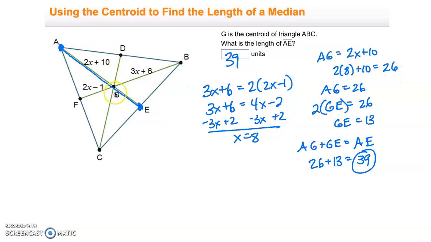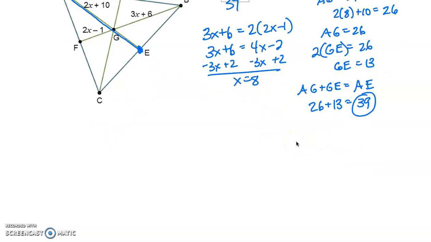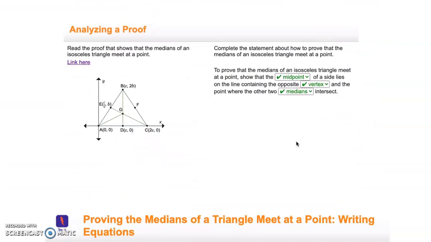Once I know AG, I'm looking for the whole segment. So I still need to find GE, and I know that twice GE is 26. So I just divide 26 by 2 and I get 13. And now my final answer is I add AG plus GE to get the length of the whole segment, and I get 39 units. So let's take a look at these proofs.